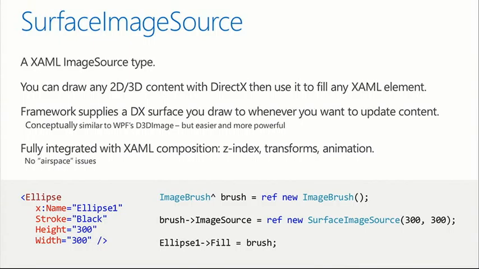Then in your XAML code behind, so this could actually be C# or C++ or anything, you can then create an image brush and set the source of that brush to be a surface image source, which is this new XAML type that you can draw DX content into. And then you basically just set that brush as the fill of an ellipse. Now you could have 100 ellipses and set the fill of all of them to the same shared brush, and it will actually go and update all of them. So that's sort of the way you can use this DX content in a reusable manner across different XAML elements.